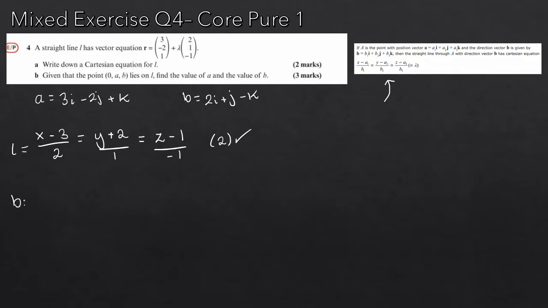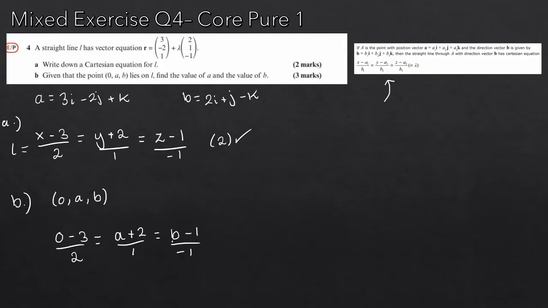Part B asks us, given that the point (0, a, b) lies on L, can we find the value of a and the value of b? So 3 marks for this. It's not really too tricky. All you've got to do is consider this point they've given us, (0, a, b). If it lies on L, that means we can substitute it into L. So 0 minus 3 over 2 is equal to y plus 2, where y is a, so a plus 2 over 1. And then finally z, where z is b, so b minus 1 over minus 1.